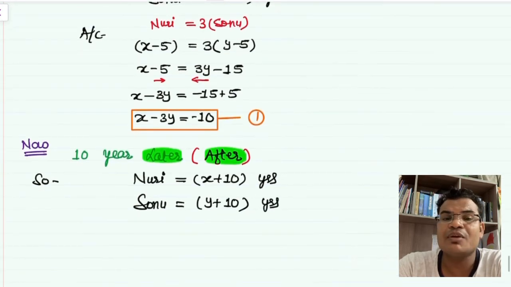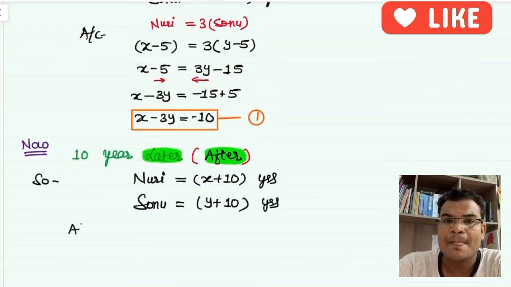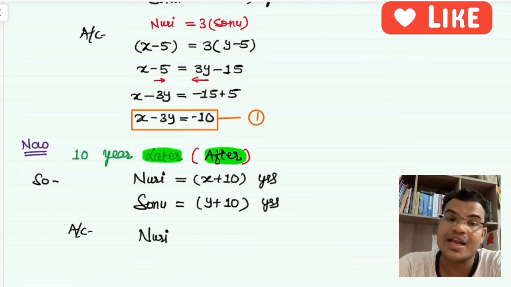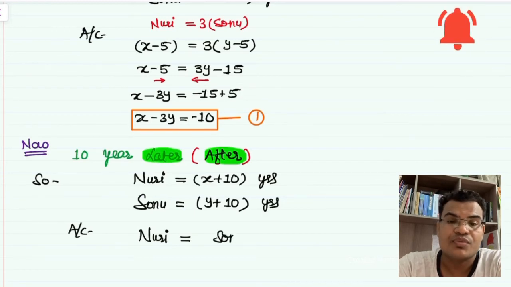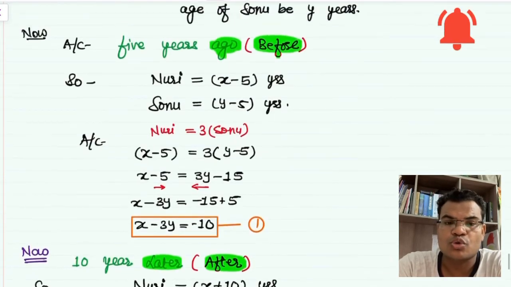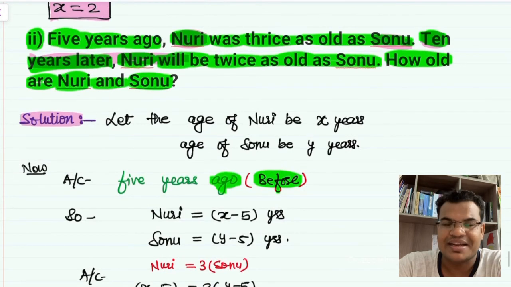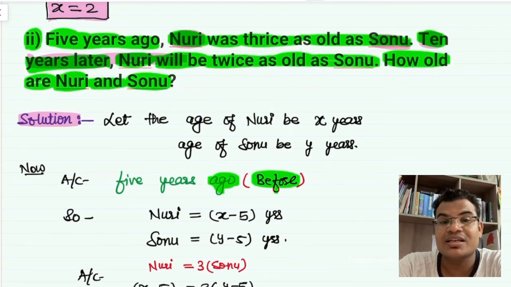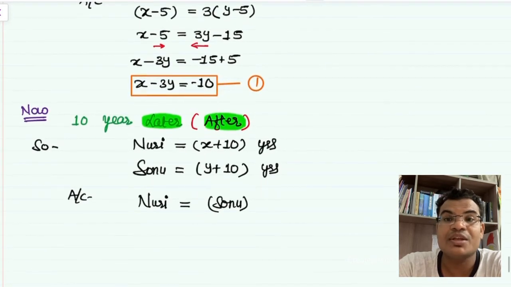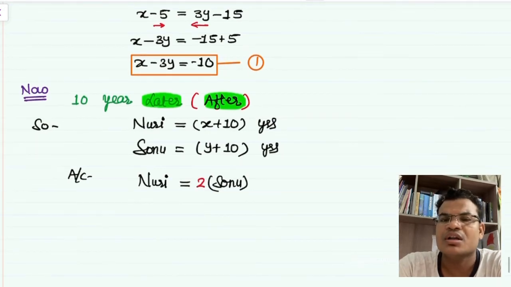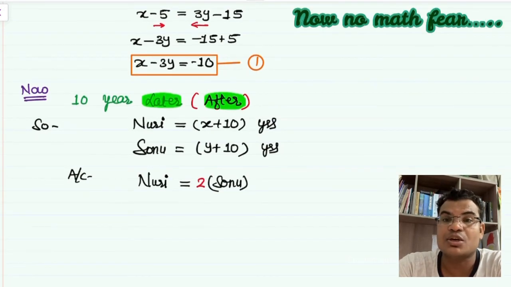Now guys, the simple way, as we have done in the first part where Nuri is thrice as old as Sonu. In this second part, Nuri is twice as old as Sonu, right? So Sonu will be x plus 10, but this time Nuri is twice as old as this. Twice means 2 times. The question will come in this manner, twice, thrice, so you just understand twice, thrice means 2 times, 3 times.